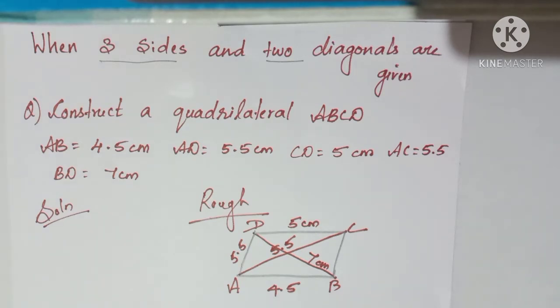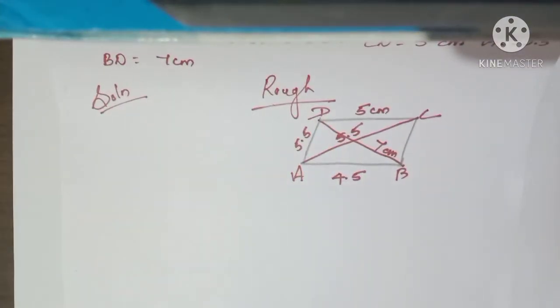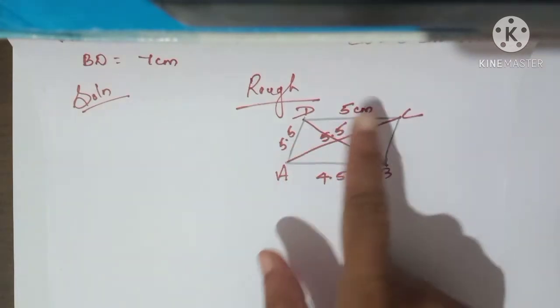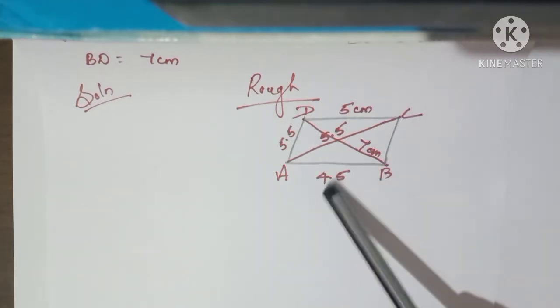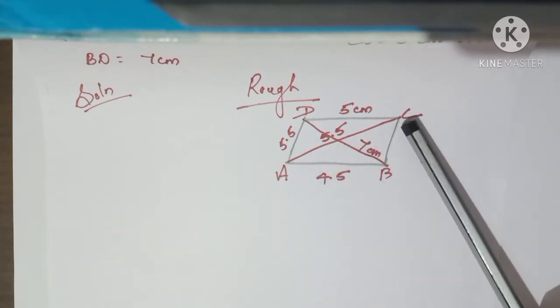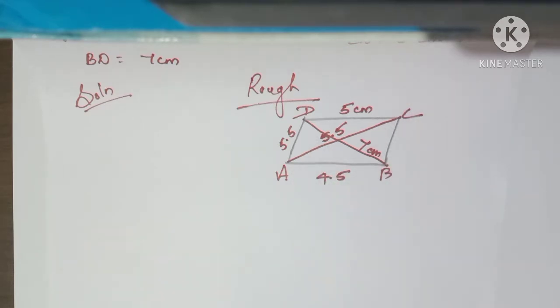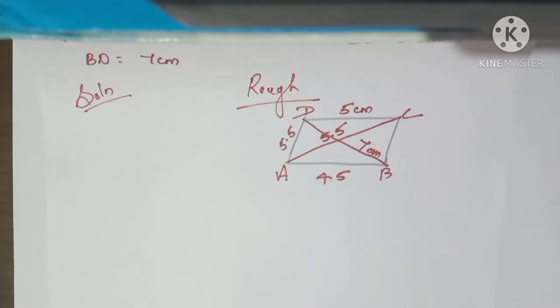Before drawing that, here you have two diagonals. Do you remember the previous problem, the first method? The measurements were given for the four sides, 1, 2, 3, 4, and one diagonal measurement was also given. In the first method we drew the diagonal as a baseline and constructed the quadrilateral. So here you have two diagonals. Which one will you draw first? You can draw AC or BD.